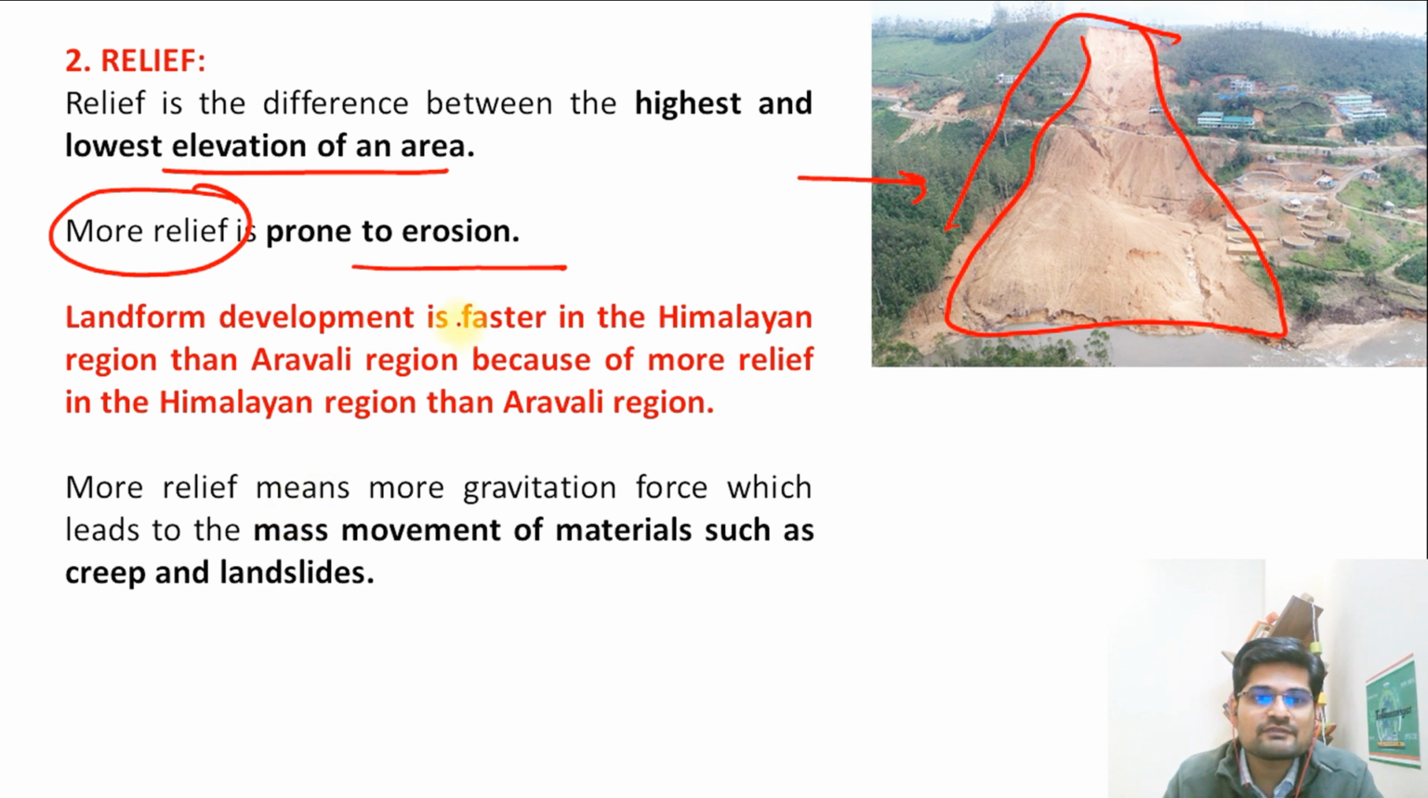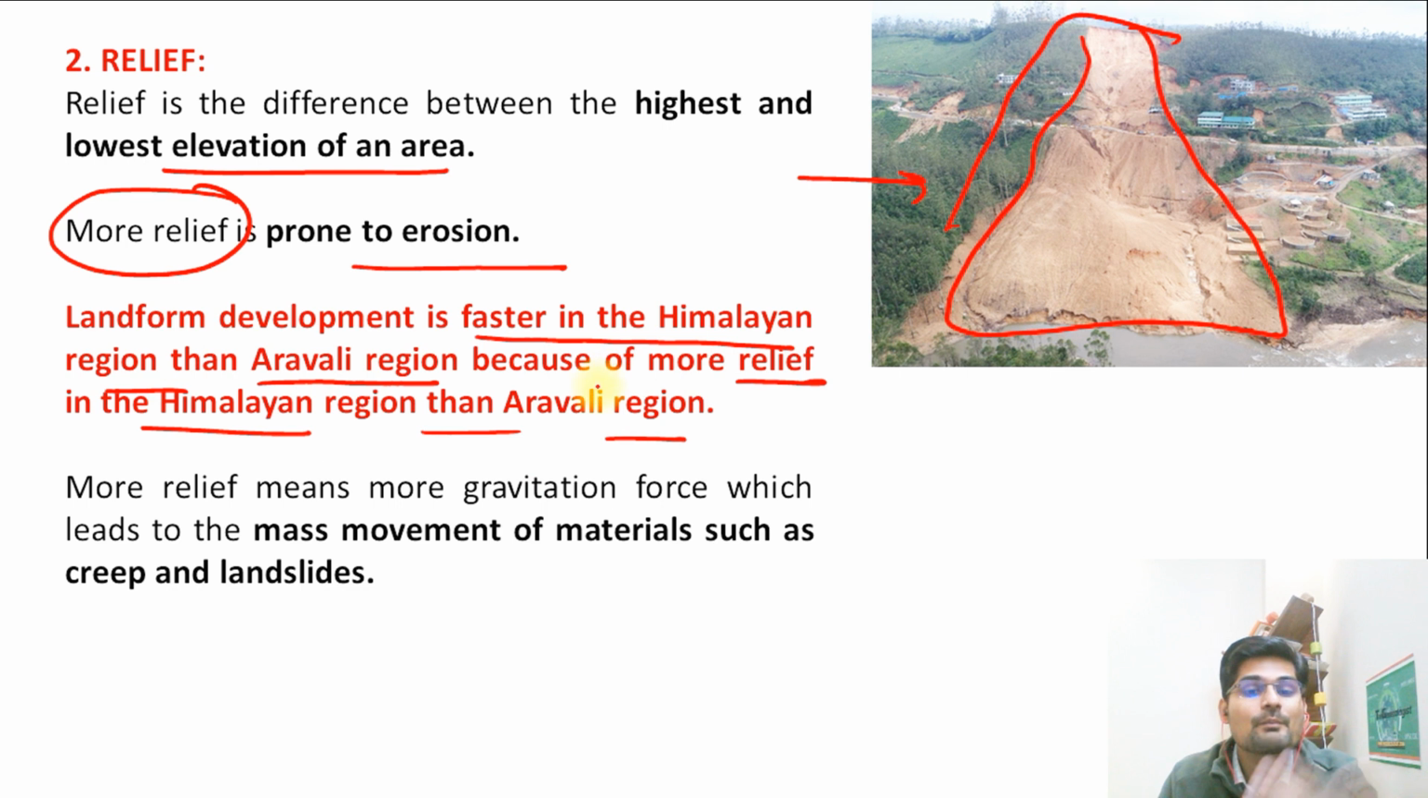Landforms develop in different contexts in terms of relief. Landform development is faster in the Himalayan region than in the Aravalli region. Why? If this question is asked: why are landforms in the Himalayan region faster in evolution and development? Because there is more relative relief, and wear and tear, weathering and erosion are more in comparison to the more stable Aravalli region. That is important to remember.